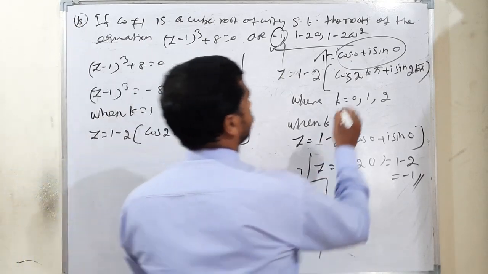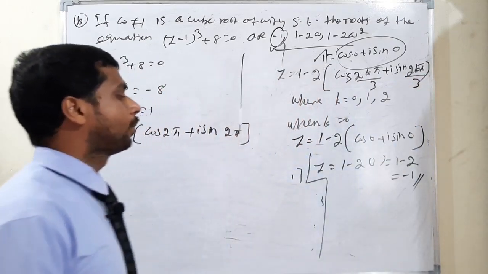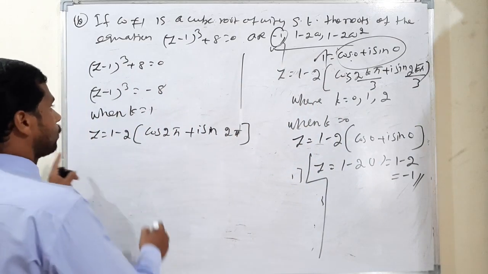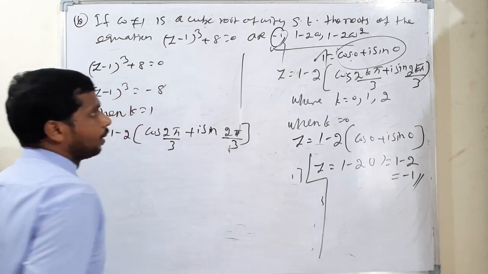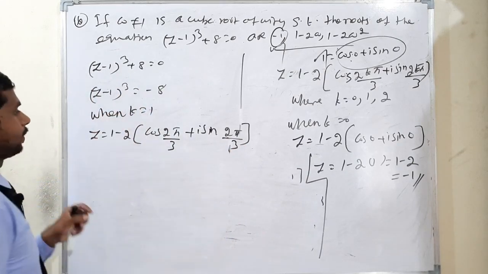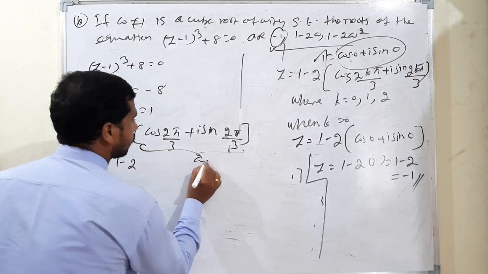Sorry my dear, that is actually 2kπ by 3, isn't it? Here also 2kπ by 3, because according to De Moivre's theorem each and every time divided by 3. So here also cos 2π by 3 plus i sin 2π by 3. Okay, so 2kπ by 3 because the whole power is 1 by 3. So this step is correct. Therefore Z is equal to 1 minus 2. This whole term is considered as omega.